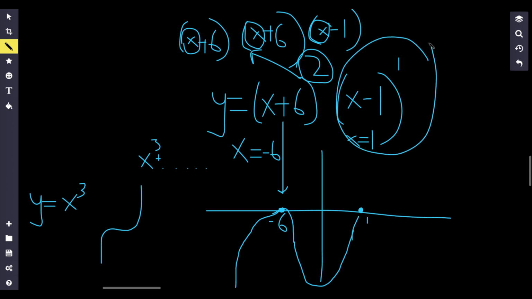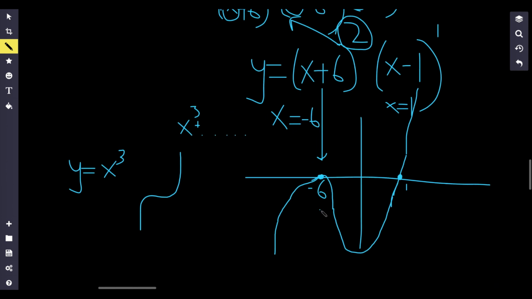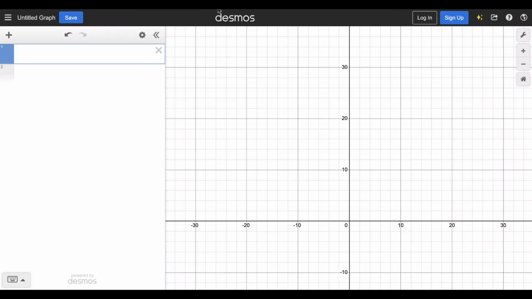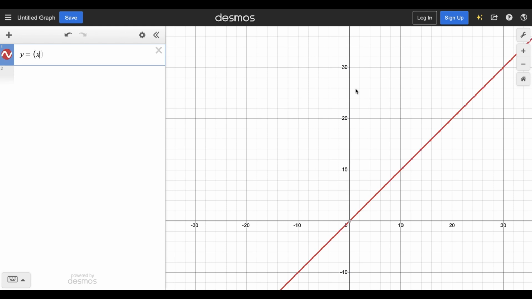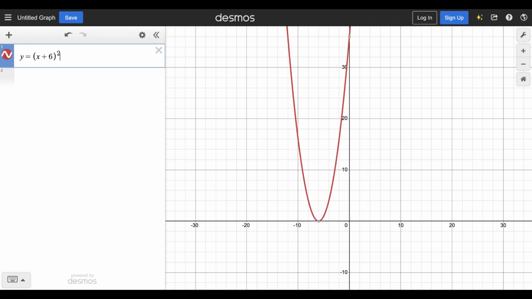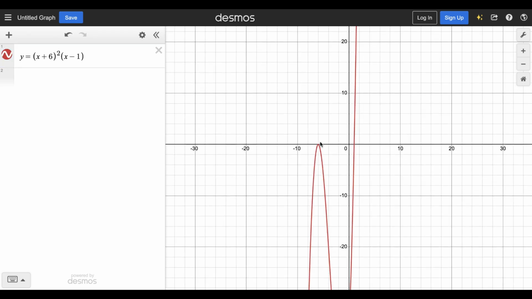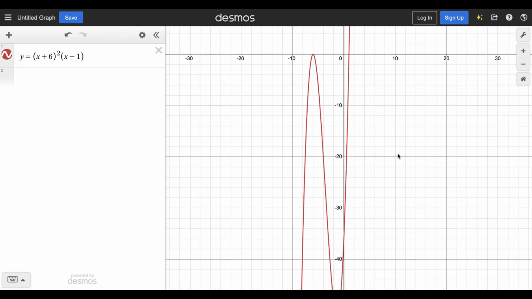This term has an odd exponent. Well, what we're going to do is it's going to cross the x-axis. And that's how the function kind of looks like. This is just the sketch of the function. And if we enter this in, right? This is a pretty good sketch of what the function looks like.